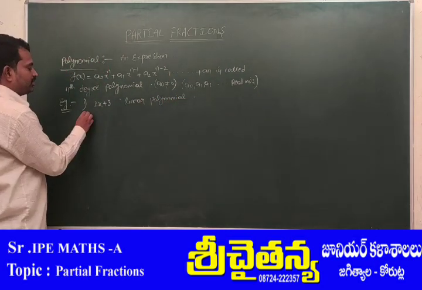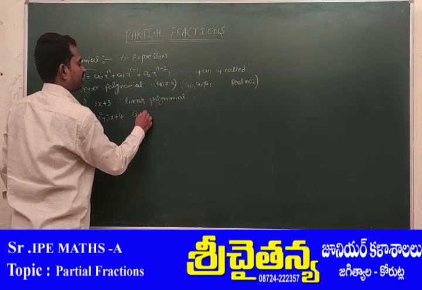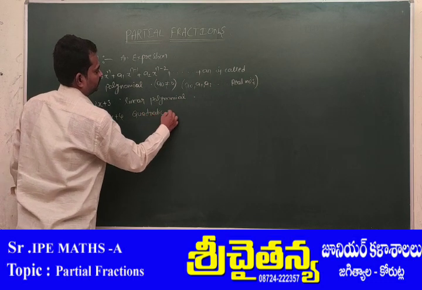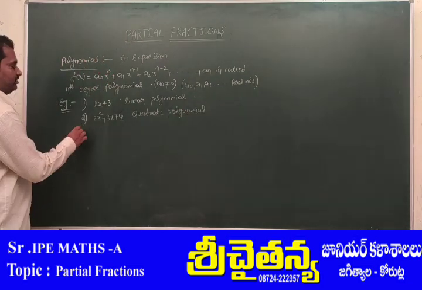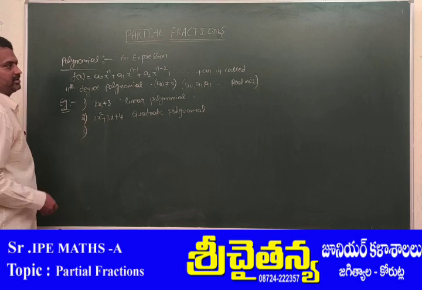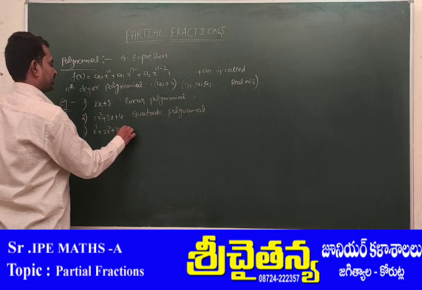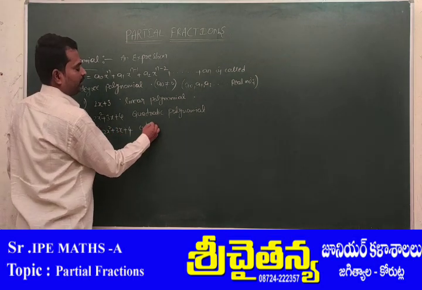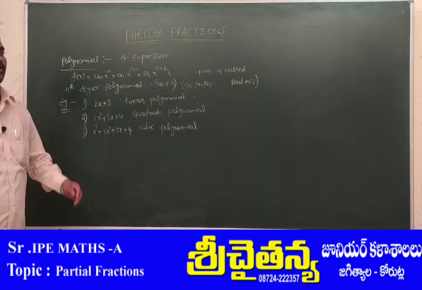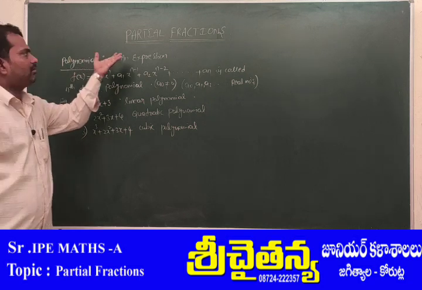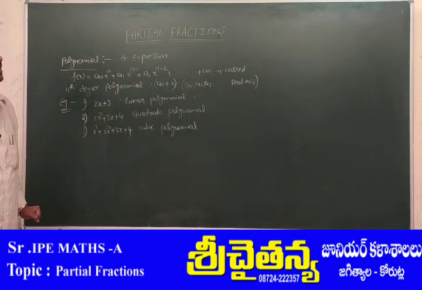Next, another example: 2x square plus 3x plus 4, this is a quadratic polynomial. The next one is x cube plus 2x square plus 3x plus 4, this is a cubic polynomial.